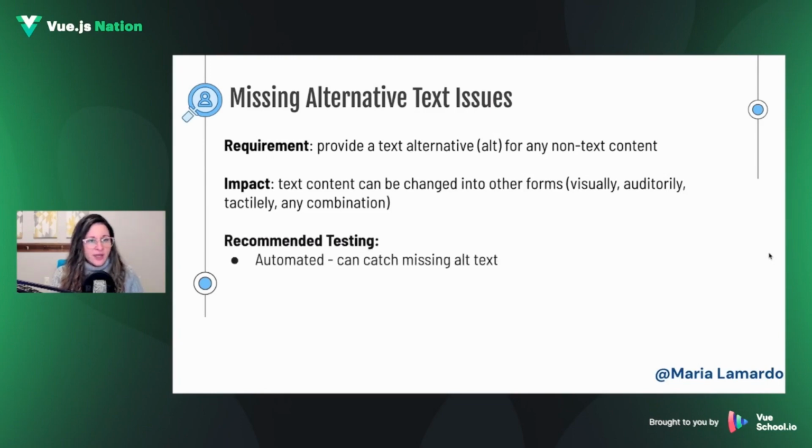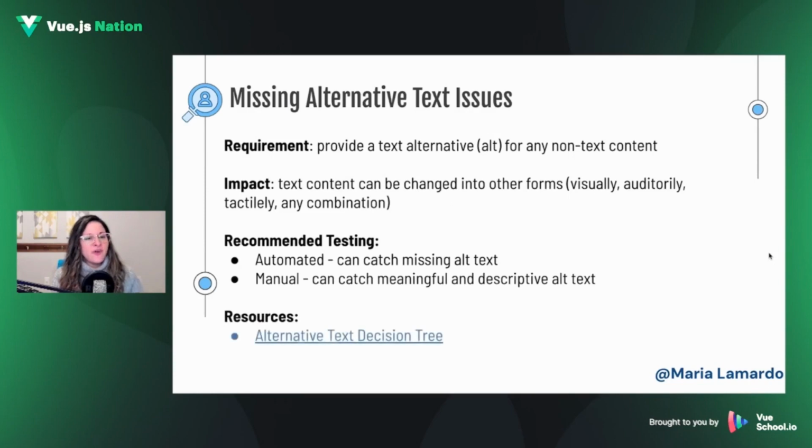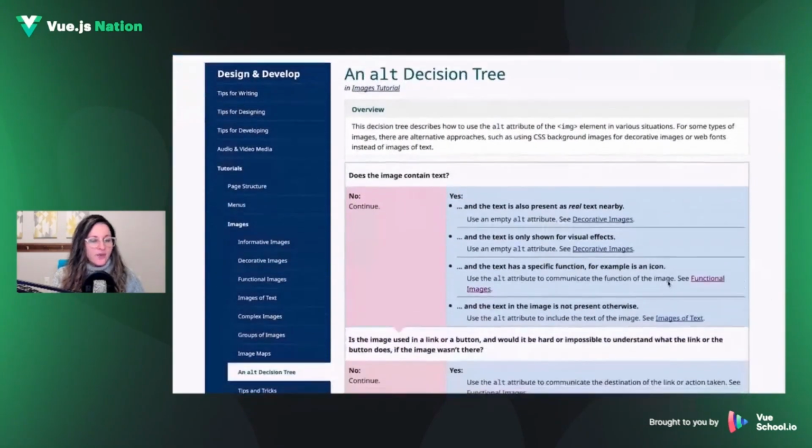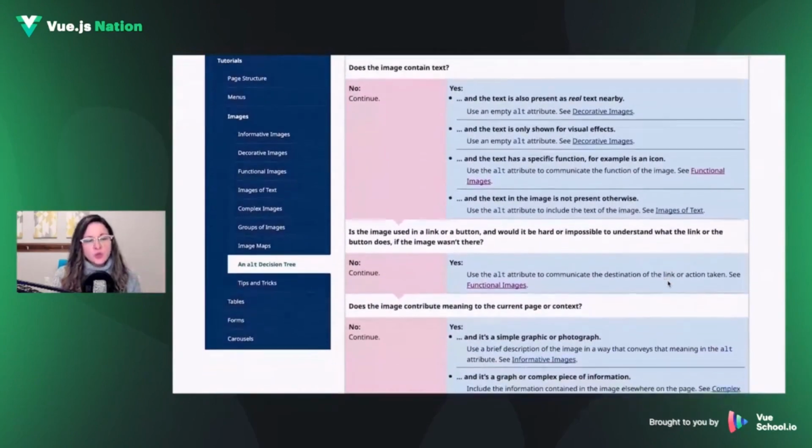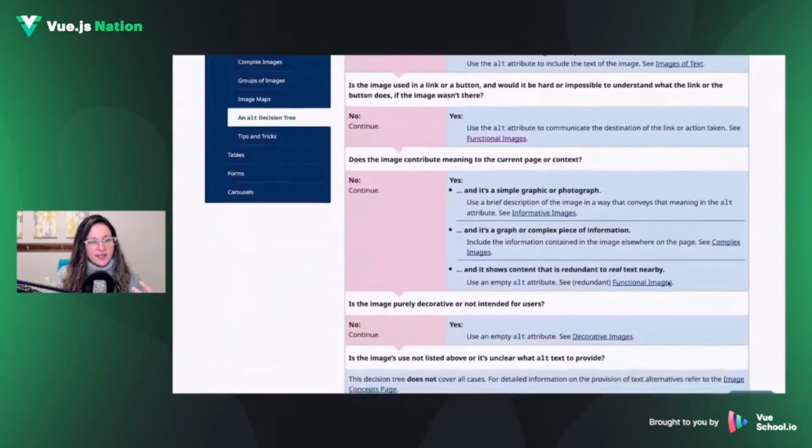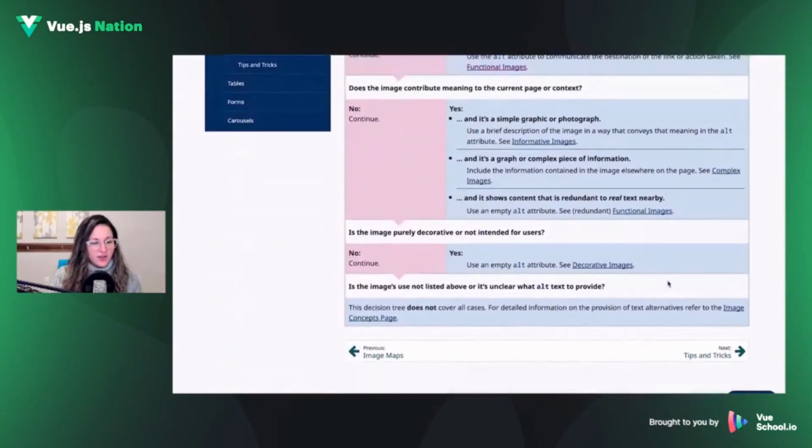And we do recommend that this is automated for testing, which will catch when something is missing in alt text, but manual testing is really going to give you a sense of when something has a meaningful and descriptive alt text. And here's a resource that gives you an idea of how you can choose an alt text. It's kind of like a decision tree on how to choose the right one and when you need one.